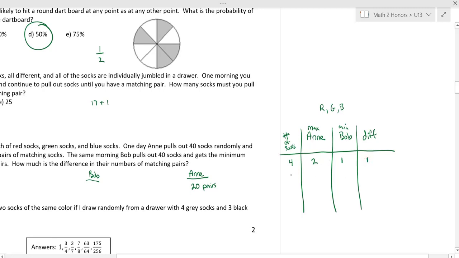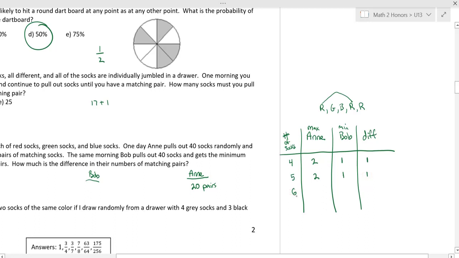Let's go with 5 socks. Best Anne can do with 5 socks is 2 pairs. The minimum that Bob can do here with 5, let's see, if he gets red, green, blue, so you get another red, and then another red. So we still, the minimum, have 1 pair only. So the difference is still 1.